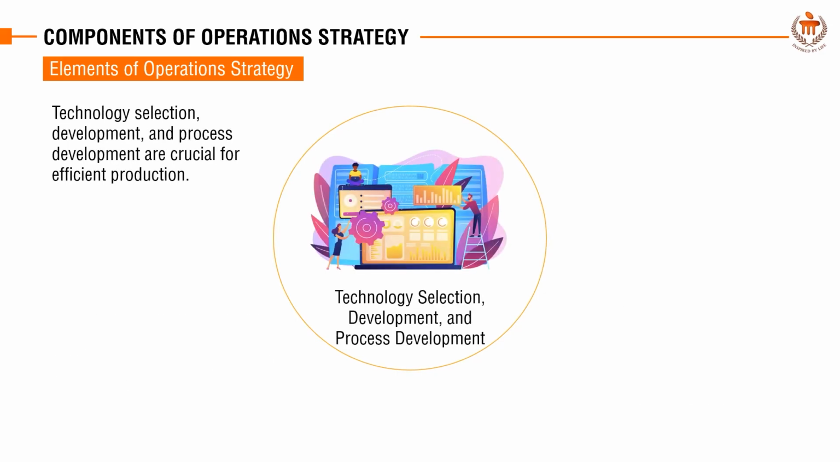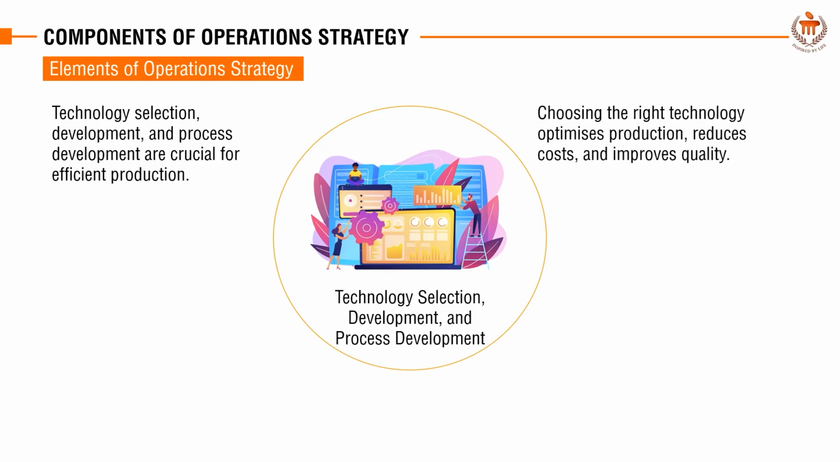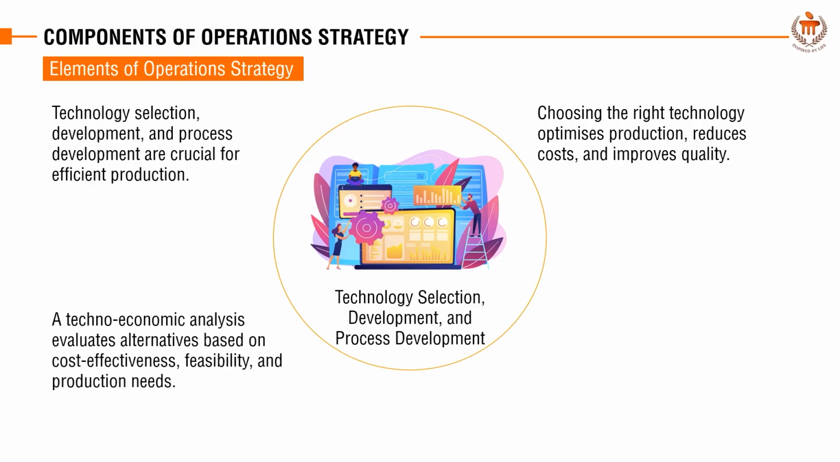Moving forward, we examine technology selection, development, and process development. Technology selection, development, and process development are vital components of operations strategy, as no product can be efficiently produced without the right technological support. Selecting the appropriate technology is crucial for optimizing production, reducing cost, and improving quality.